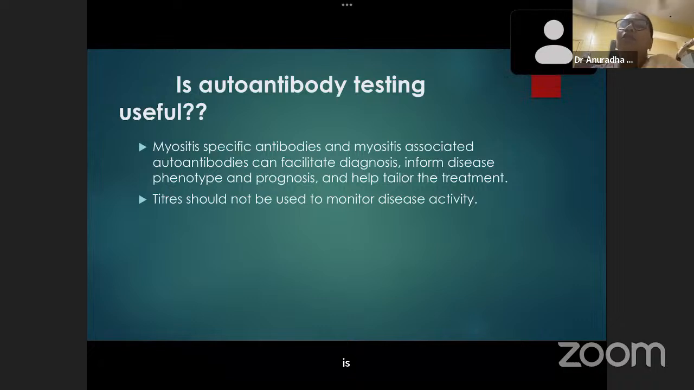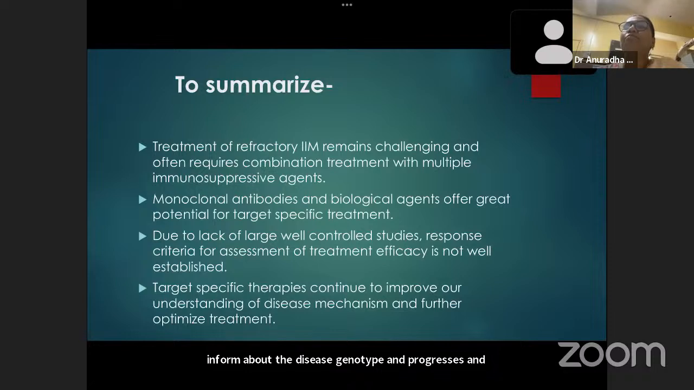Now, the question is whether autoantibody testing is useful or not. Yes, myositis-specific antibodies or myositis-associated autoantibodies can facilitate the diagnosis. They can inform about the disease phenotype and prognosis, and they can help tailor the treatment. However, titers should not be used to monitor the disease activity.